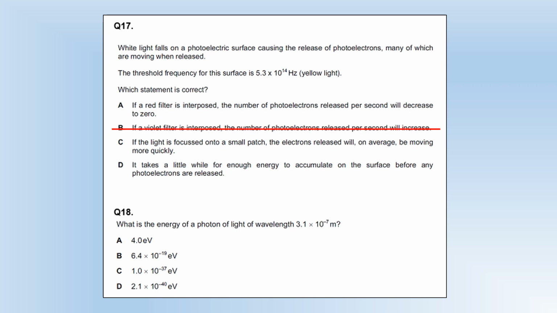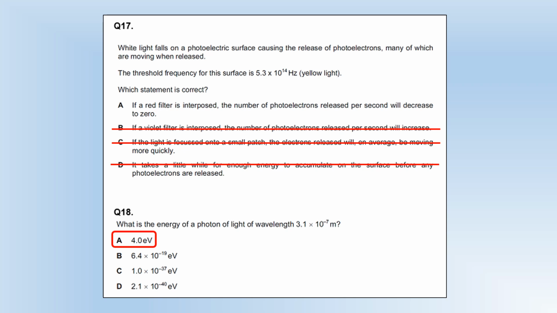so that's not true. If the light is focused on a small patch, the electrons released will, on average, be moving more quickly. Nope. Focusing the light might emit more electrons in that region because there's more photons arriving in that region, but you're not changing the photon energies arriving, so you're not going to change the energy of emission. It takes a little while for enough energy to accumulate on the surface before any electrons are released. No, this isn't true. Emission happens instantaneously. Either a photon has enough energy or it doesn't. This was an aspect of the wave model of it. So clearly it's going to be option A.